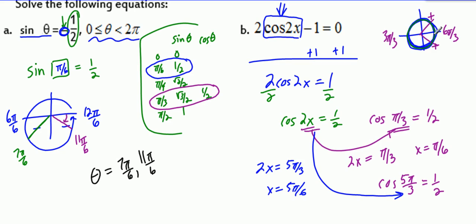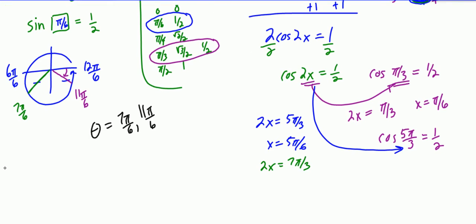The next time would be 7 pi over 3, right? This would be 7 pi over 3. Would be the next time around. So we could also have 2x equals 7 pi over 3, right? And that would give us that x equals 7 pi over 6.